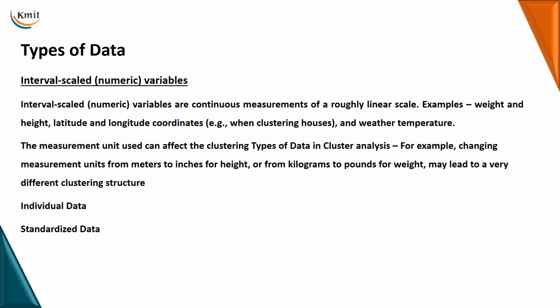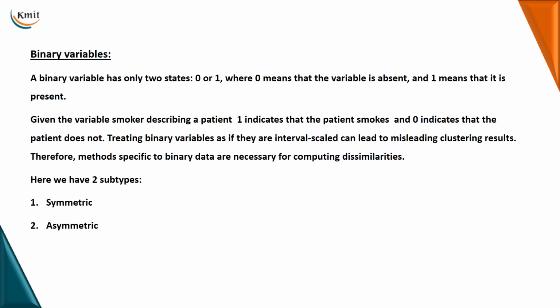Next, I'll be talking about your binary variables. What do you mean by binary? Binary is nothing but your zeros and ones. Everyone knows, zero is what? Absent. One is what? Present. Generally, we use it that way. So, it's a two-state variable. A binary variable has two states, 0 and 1, where 0 means that the variable is absent, 1 means that the variable is present.